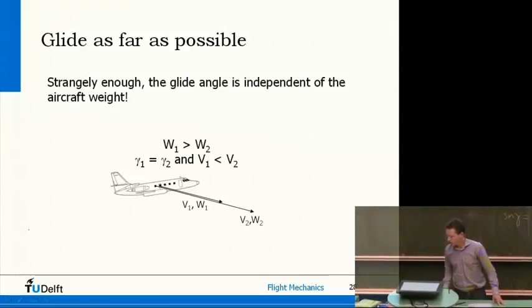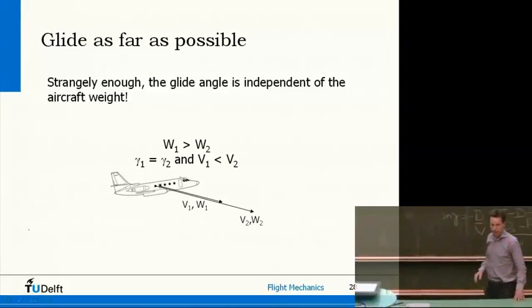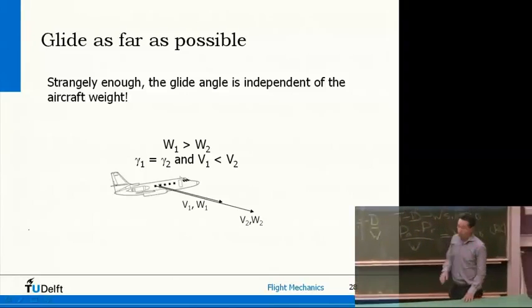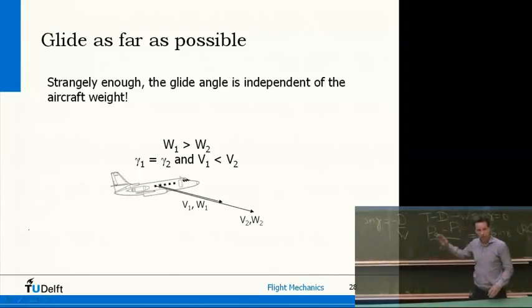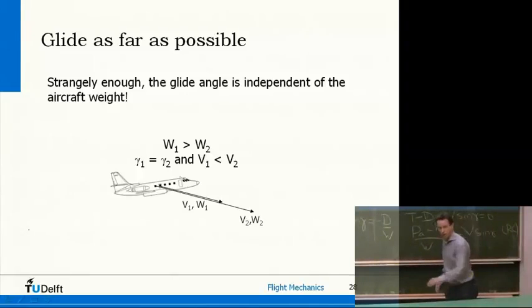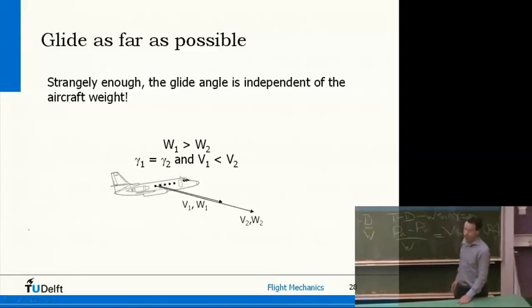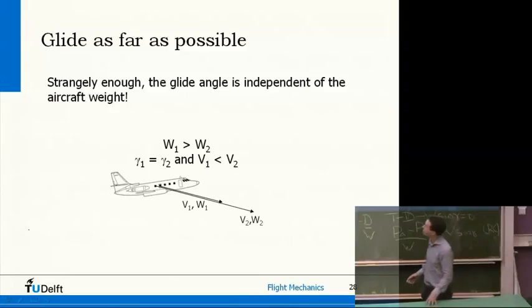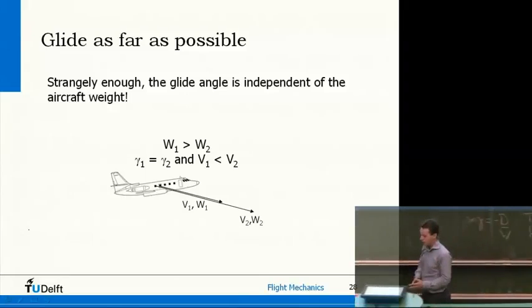So this means that if you're very heavy or very light, it doesn't really matter how far you're going to fly. It does matter how fast you're going down, though. So the total magnitude of the airspeed vector will be larger. You'll get to the same distance, but the heavy aircraft will just go down like a brick, very fast. But the lift over drag ratio determines basically at which angle you can fly.